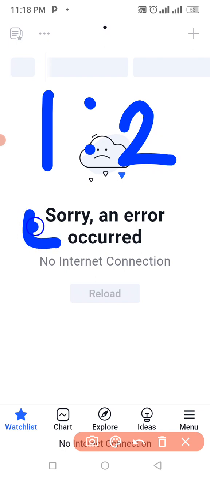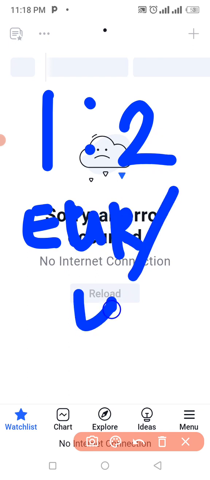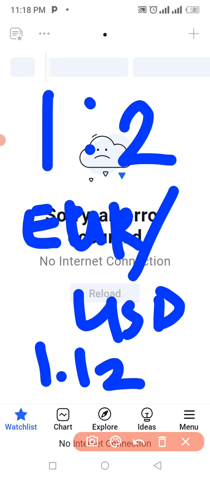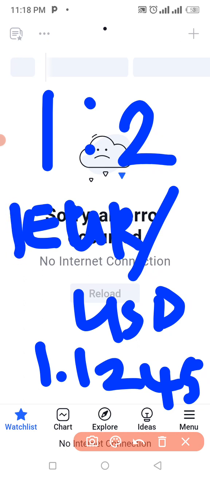Now, for instance, if we consider our Euro USD, and the given price at the current market price is, for an example, 1.1245, this is what we are saying. We are saying that for 1 Euro USD, it is going to be a ratio of 1.1245 USD.